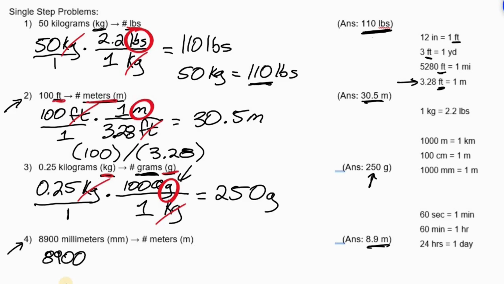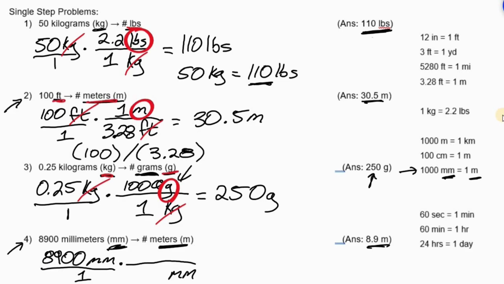8,900 millimeters times our conversion factor, and we already know that we're going to be wanting to cancel out our millimeters, so therefore we want the millimeters on the bottom like that. And which one of these actually has to deal with millimeters? Let's actually just look at them, and we do see as we're going down, and we do see our millimeters over here. That's the only one that does, and that has to do with meters, and we are converting from millimeters to meters, so it does make a lot of sense that we'd be using this fact.